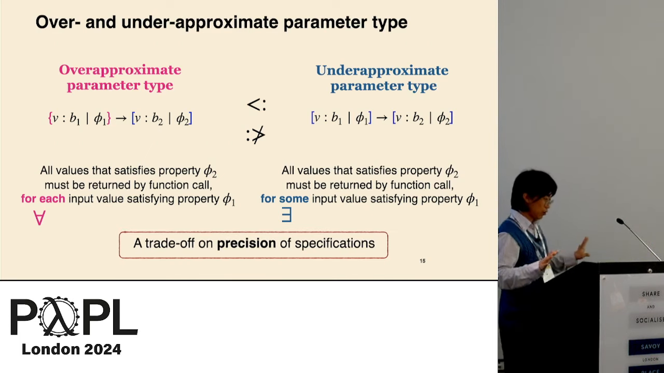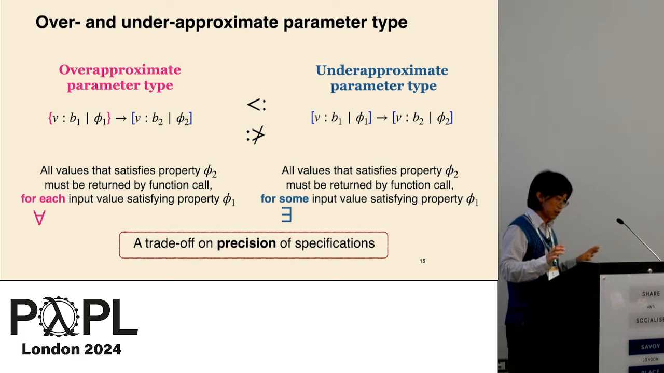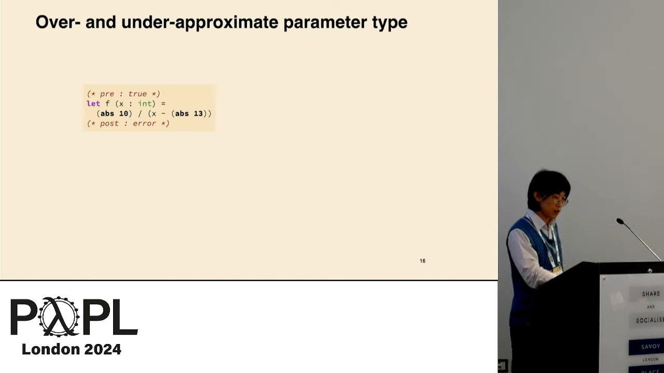Actually, we need to make a trade-off between the precision of the specification. It's not to say we should always use over-approximation parameter types, or we should always use under-approximation parameter types. Here's an example. Consider the following program. We say x can be an arbitrary value, and we take the absolute value of 10 to divide x minus the absolute value of 13. And of course, when x is equal to 13, there's a division by 0 exception. So this program is buggy. And that is something we want to prove: the program is indeed buggy.